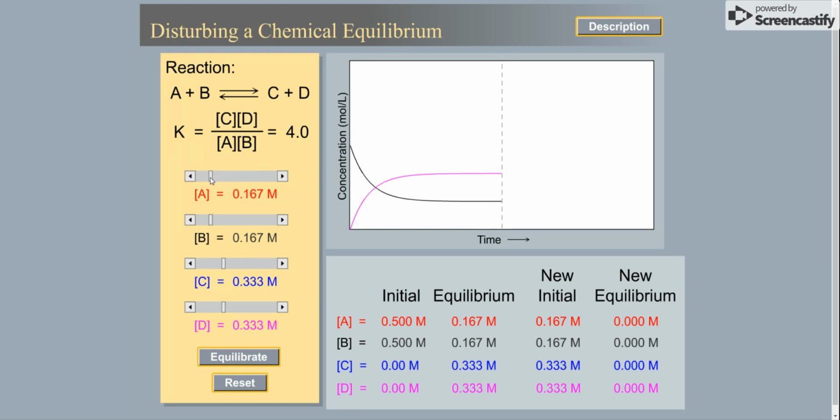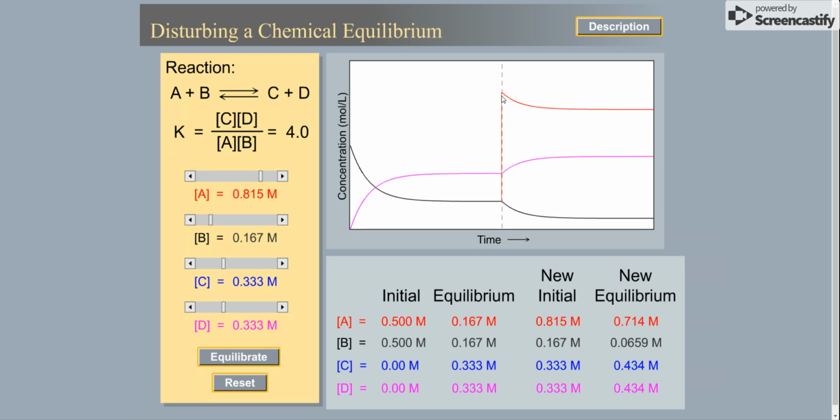What happens if I add more reactants? So say I add a lot more of A, and you can see that this line down here has gone up, and I equilibrate again. So the stress is adding more A.